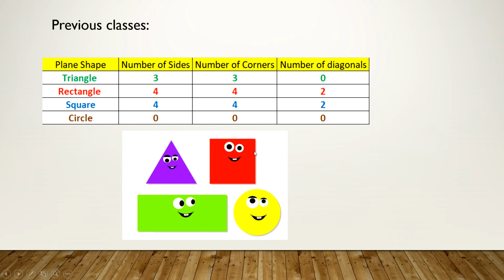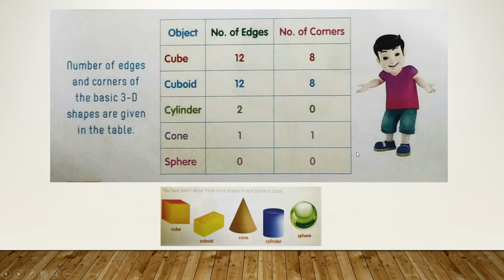And a square is also a 4-sided figure, with 4 corners and 2 diagonals. So the same is written over here. And a circle is a rounded figure. We don't have any side, any corner, any diagonal. This is what we learned in our first class.